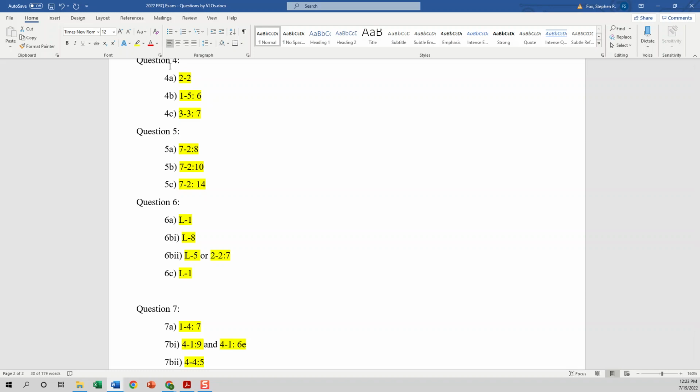So if we look at question 4, we got 4A, B, and C. So that's 3 prompts. One of these is worth 2 points, because we can get 4 total points here. You notice here we have 4 prompts, so each one of these is a prompt. And we'll talk more about this during the year as we take our unit tests and as we start to prepare for the AP exam.